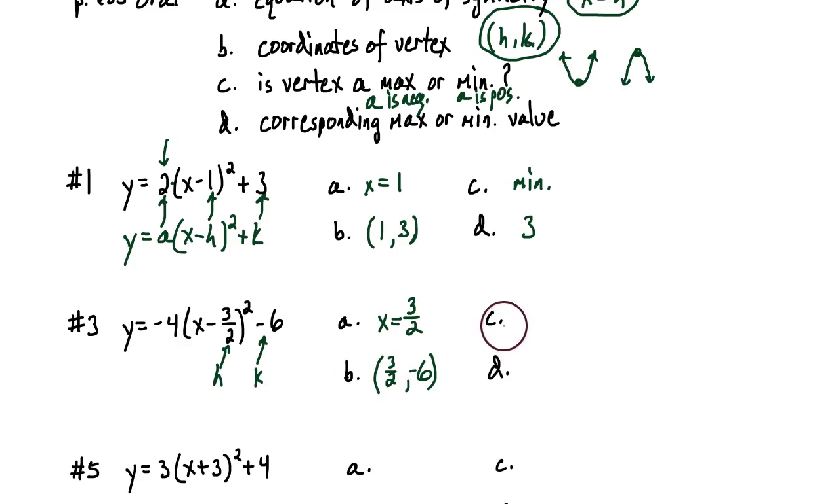Now question C, is the vertex a maximum or minimum? Well, let's look at what a is. a is -4. a is a negative number. So the vertex is a maximum point. Then, what is the maximum value of this function? It is the y value of the vertex, which is -6.